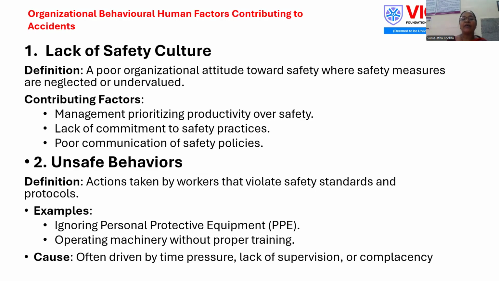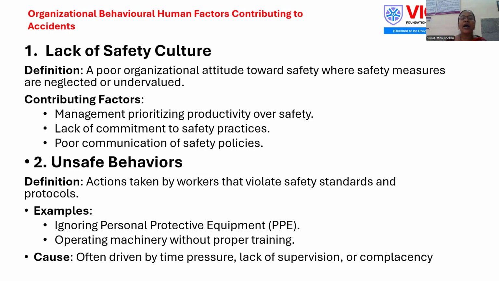Coming to unsafe behavior. Coming to the definition of unsafe behavior. Unsafe behavior refers to actions performed by the employees that violate safety procedures or increase the chance of accidents. Coming to the examples of unsafe behaviors: not wearing PPE kits, operating machinery without authorization, ignoring warning signs, running inside industrial areas, and using damaged tools. What are the causes of these unsafe behaviors? Unsafe behaviors often occur because of time pressure, lack of supervision, carelessness, overconfidence, and complacency.